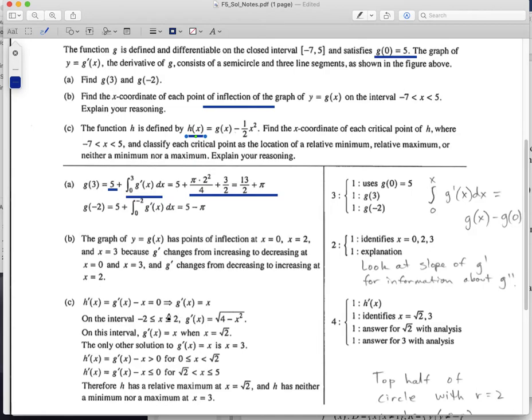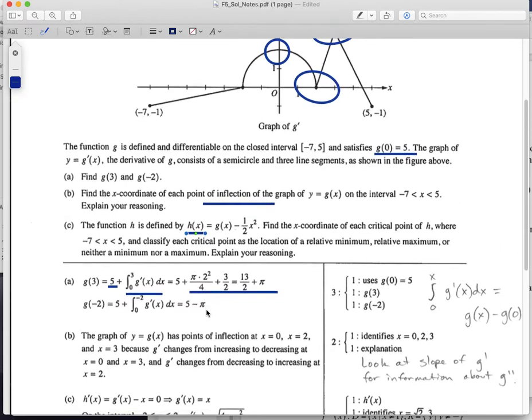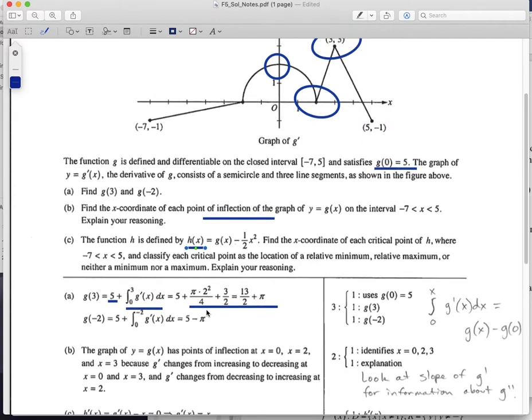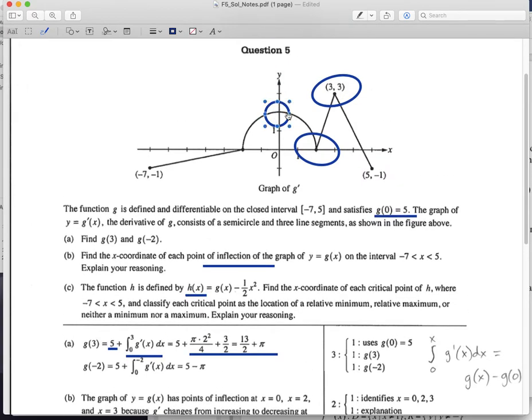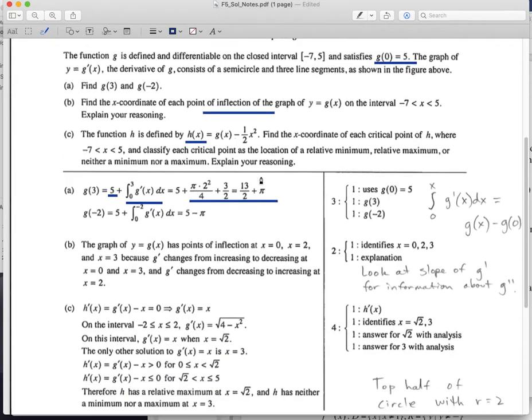That's looking for the critical numbers now. Where does G prime equal x? Well, that's tricky. This is the graph of G prime. So where do the y-coordinate and x-coordinate of this graph equal each other? That's what this is saying. G prime of x, that's the y-coordinate on this graph. Where is the y-coordinate and the x-coordinate equal?